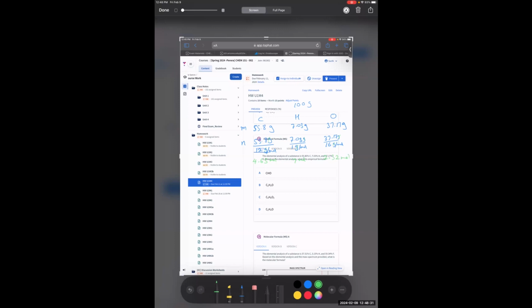Okay. And now to get the lowest whole number ratio, we want to divide everything by the smallest number. So the smallest number here is 2.32. So if I divide 2.32 by 2.32, we are going to get 1 mole here, and then this divided by 2.32, and this divided by 2.32. This seems like 2 moles. And then 7 divided by 2.32, I believe it is 3 moles. Yeah, this is the lowest whole number ratio. So 2 carbons, 3 hydrogens, and 1 oxygen. So therefore, that should be your empirical formula, which is option B.